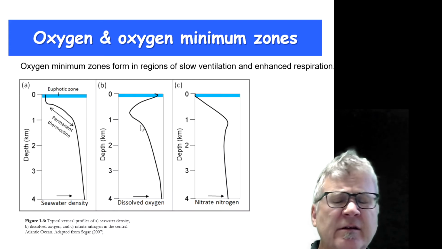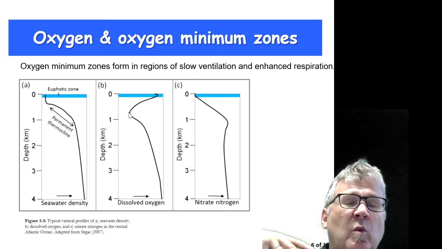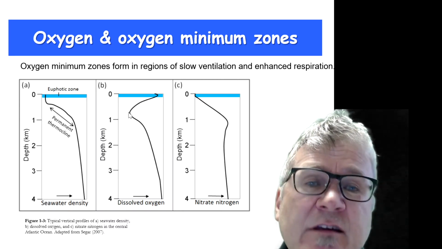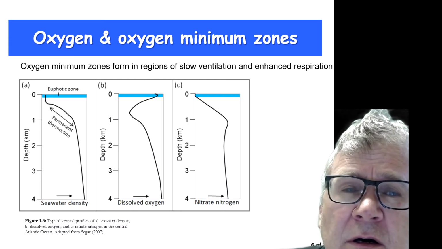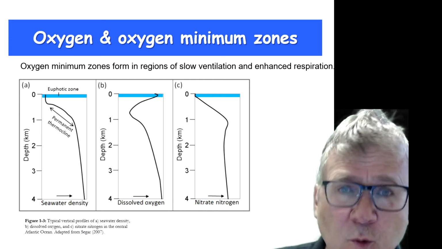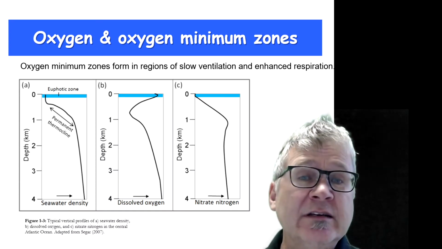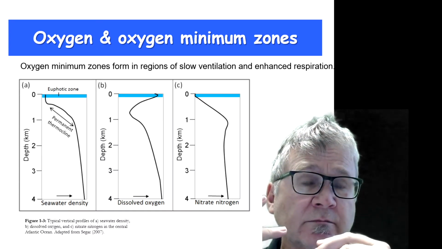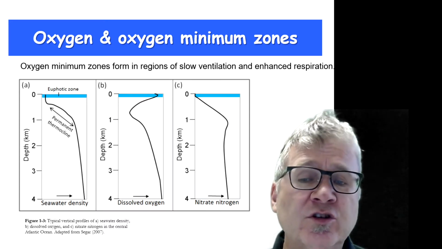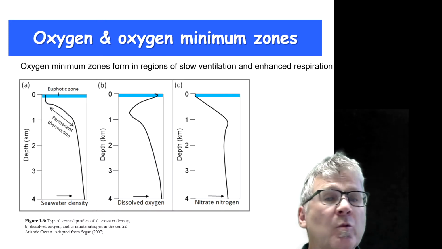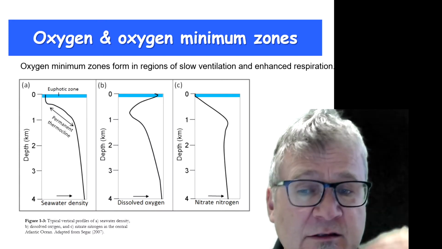So why do you find a dissolved oxygen minimum zone in the ocean? In order to understand that, the easiest way to approach this explanation is to think about where the oxygen comes from, and what is the reason that you actually lose oxygen in the ocean interior. So where does the oxygen come from? It comes from photosynthesis in the surface oceans.